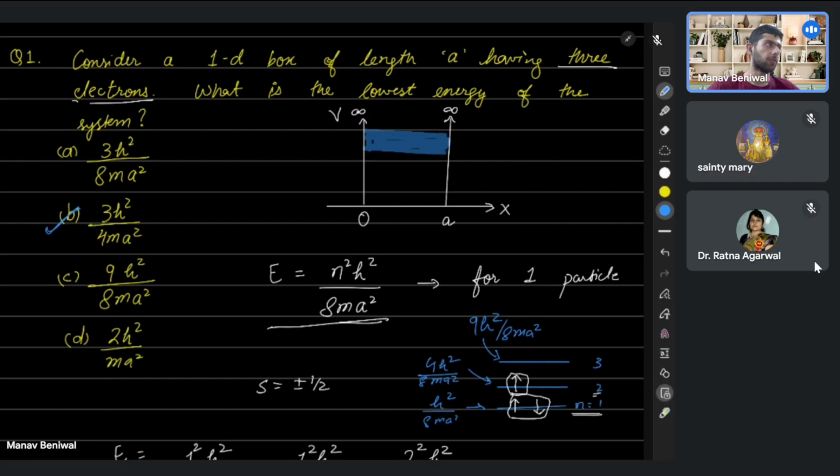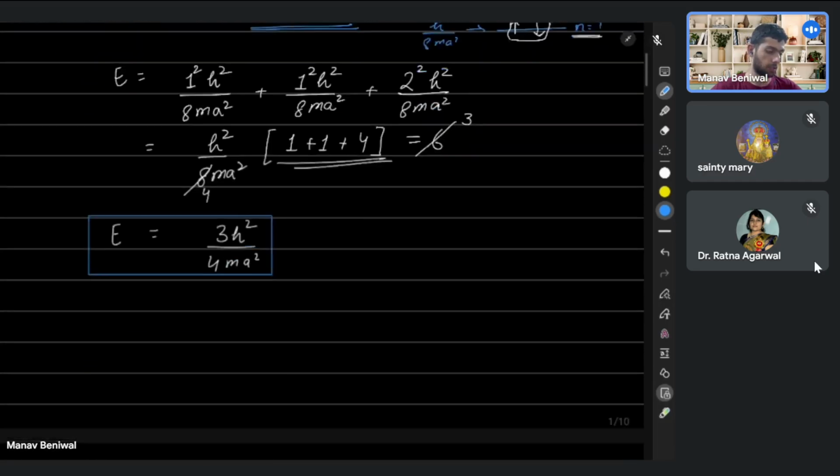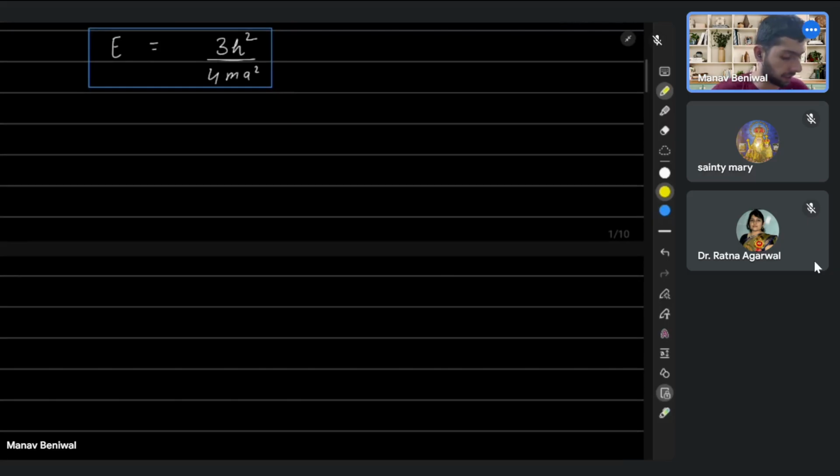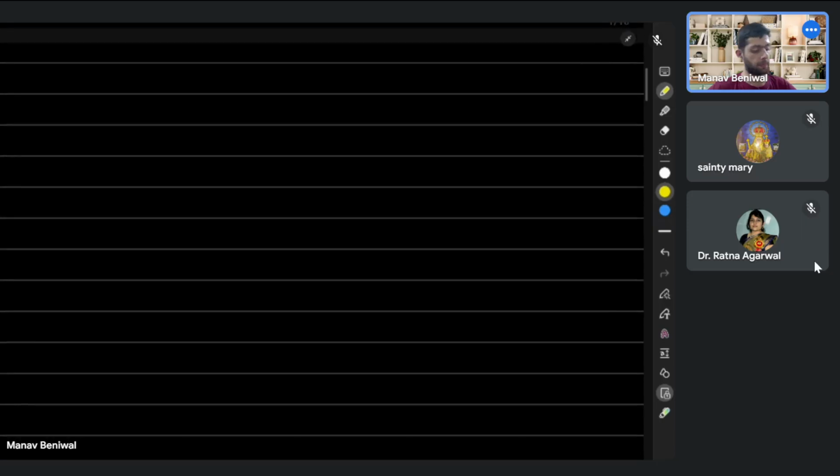For fermions we have to take care of Pauli's exclusion principle, that no two fermions can have the same quantum numbers. So here both of these electrons have n equals 1, but their spin is different, right? Their s is plus minus half. So this works fine, they have different quantum numbers, but then we cannot include a third one here. If we include the third one, it will violate the Pauli's exclusion principle. That's why the third one has to go to the higher energy level. Once this is done, we can even do an extension of this problem.